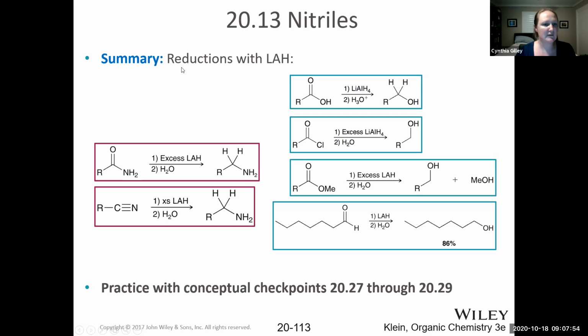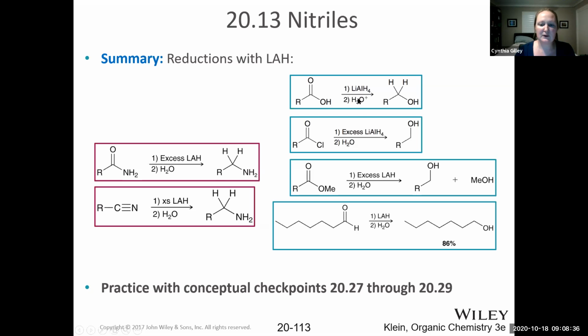So here's a summary of the different reductions using lithium aluminum hydride. With both a primary amide and a nitrile, when we reduce with LAH, we get a primary amine. That's very different from the other carboxylic acid derivatives, including a carboxylic acid, an acid chloride, and an ester. When we reduce those with excess LAH, or in this case, actually you do need excess LAH in this reaction too. I'm not sure why it doesn't say that, because the first equivalent deprotonates and then the AlH3 reacts. So sorry, you only need one equivalent in this case.